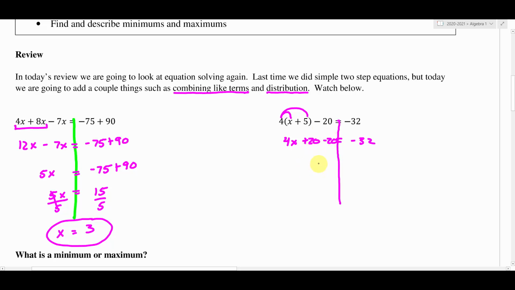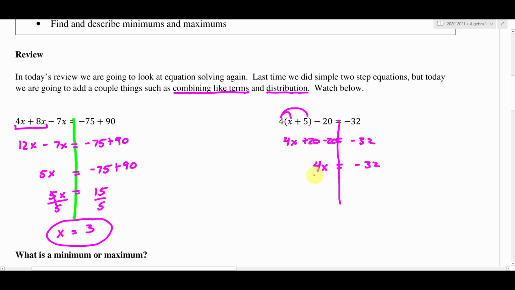So this is just going to be 4x, right? Because 20 and negative 20 combined to be 0. I don't need to write plus 0 over here. And then I still have my negative 32. All right, so now it says 4 times x equals negative 32.